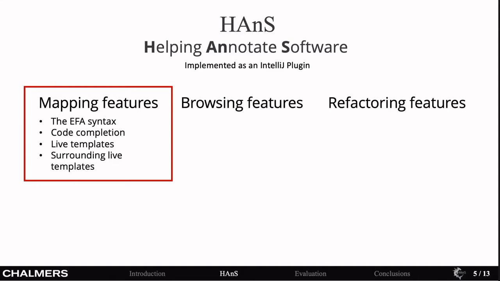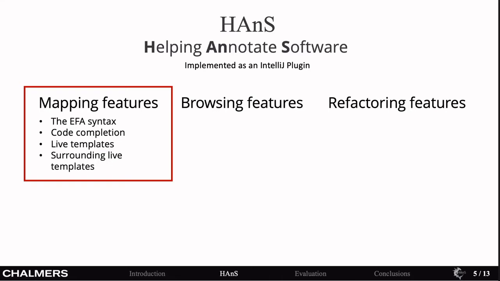So, our solution to these problems is HAnS, helping annotate software. It is implemented as an IntelliJ plugin, and the reason for that is IntelliJ is a popular IDE, but also when implementing a plugin for IntelliJ, it is also automatically created for PyCharm and Android Studio and other JetBrains IDEs.